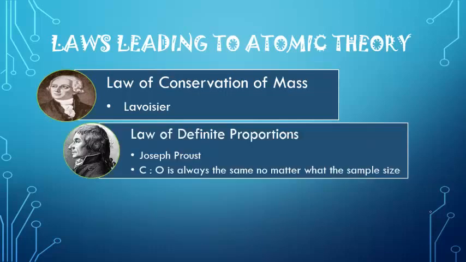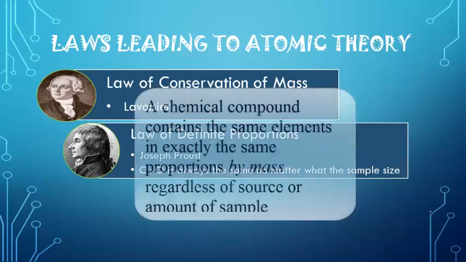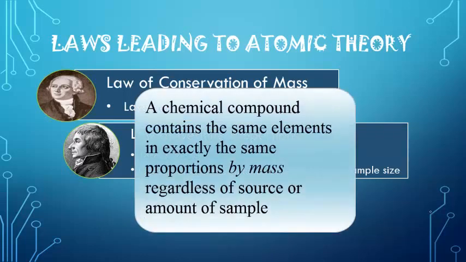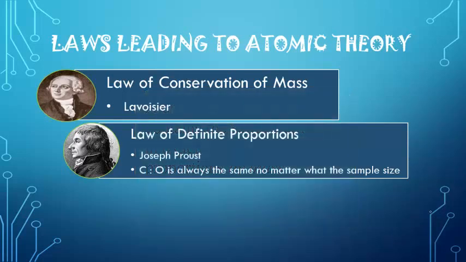The next law is the law of definite proportions. This was developed by Joseph Proust. In his law, he states, a chemical compound contains the same elements in exactly the same proportions by mass, regardless of amount or sample. So if we were looking at the mass of carbon to the mass of oxygen, it is always going to be the same ratio of carbon to oxygen, or 12 to 16. It's always going to be the same ratio no matter what the sample size that we are looking at.